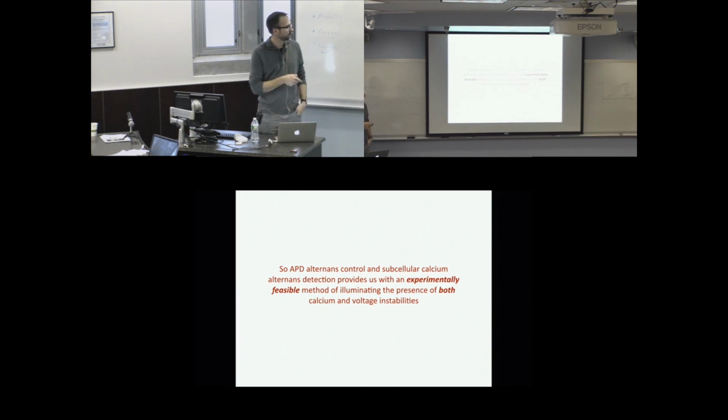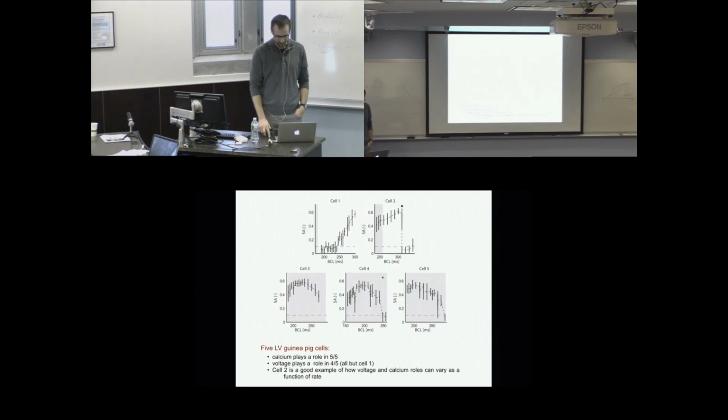So this is basically what I just said. So APD alternans control and subcellular calcium alternans detection provides us with an experimentally feasible method of illuminating the presence of both the calcium and the voltage instabilities. This is the last data slide. These are the results of 5 experiments on 5 guinea pig cells. So it's experimentally feasible, but it's experimentally very difficult.